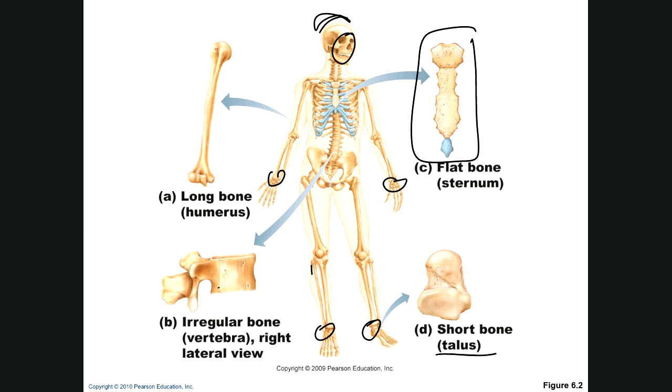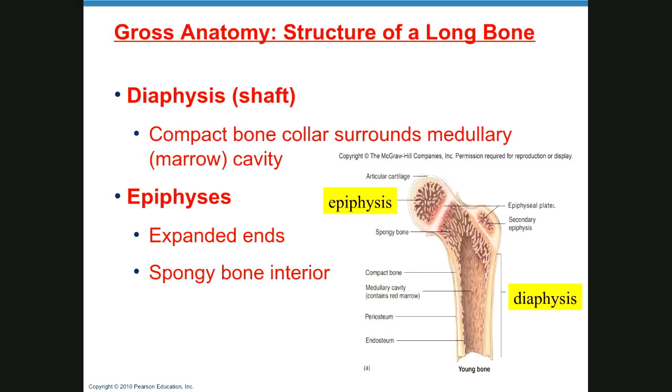So the sphenoid, the zygomatic, the mandible, the maxilla, ethmoid, all of those bones are considered irregular bones. So again, just know the classification and identify examples of each.